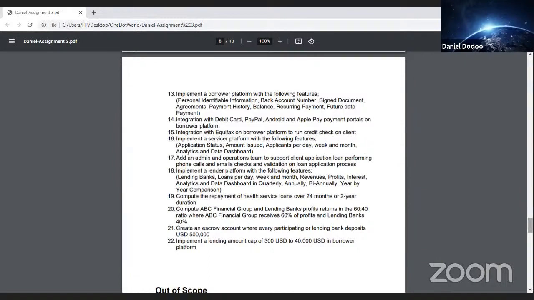We are also to create an escrow account where every participating or lending bank deposits a balance of 500,000 USD. We are also to implement a lending amount cap of 300 USD to 40,000 USD on the borrower's platform. So these are the limits, these are the ranges that the borrower is able to apply for that health insurance loan.